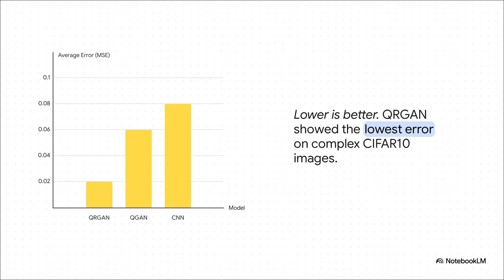Okay, so drawing a zero is one thing, but what about something more complex? The researchers really turned up the difficulty and had the models generate more complex images from a standard dataset. They measured the error, basically how wrong the generated image was. And as you can see, lower is better. QR-GAN consistently had the lowest error rate. It wasn't just a little better, it was significantly more accurate.